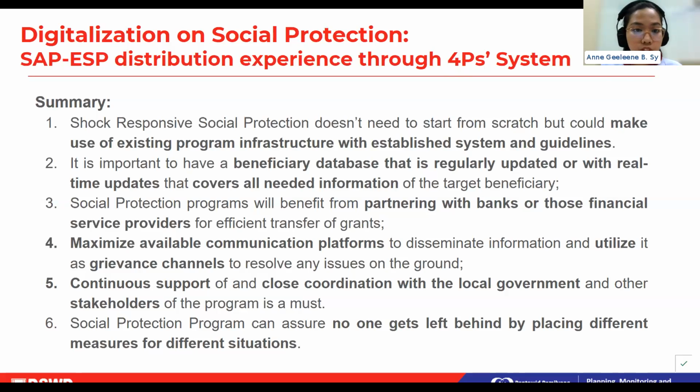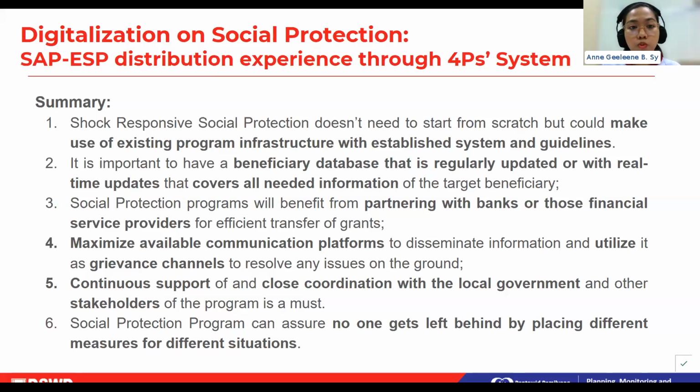And it is important to have a beneficiary database that is regularly updated or with real-time updates that covers all the needed information of the target beneficiaries. The success of a program heavily relies on a good database as it affects, one, our targeting, second, our distribution, third, our monitoring and our reporting. And having a database with right profiling could also open opportunities for our beneficiaries to receive services right for their needs and possible endorsement to other programs.